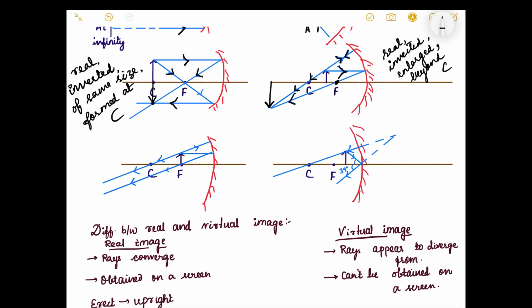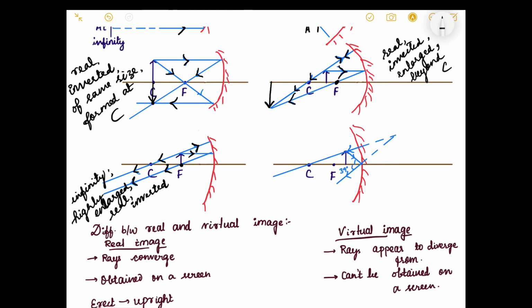Now let us consider a case in which the object is at the focus. So this ray is parallel to the axis, so after reflection it will pass through the focus. This ray will return in the same direction. So as we can see, these two rays, they move towards infinity. So the image will be formed at infinity, and of course this image will be highly enlarged, and it will be real and it will be inverted.